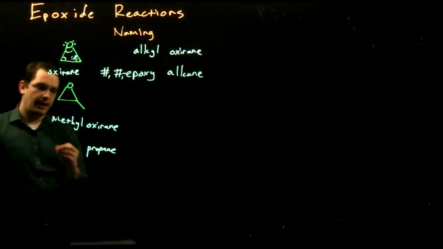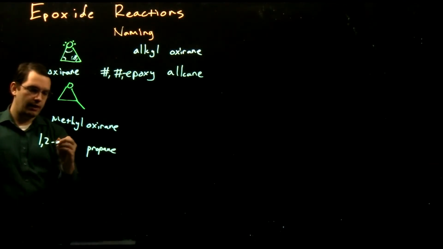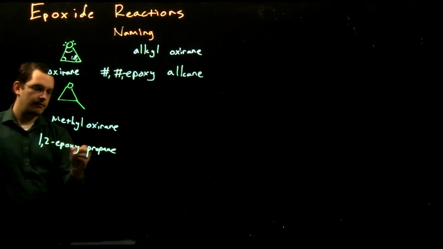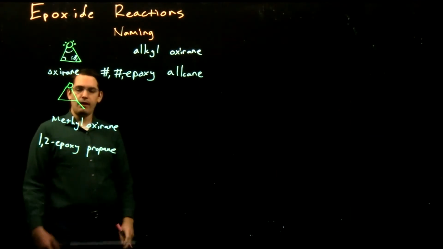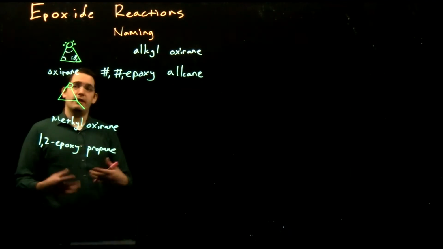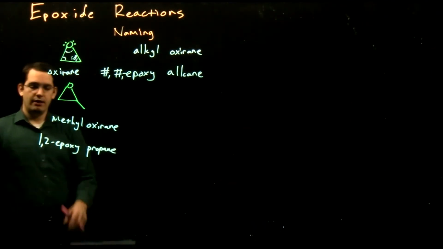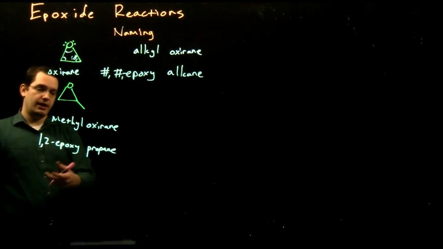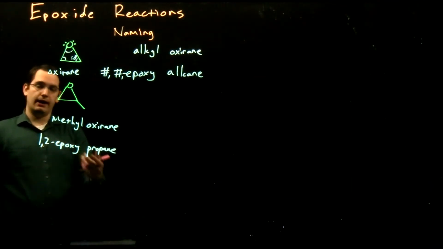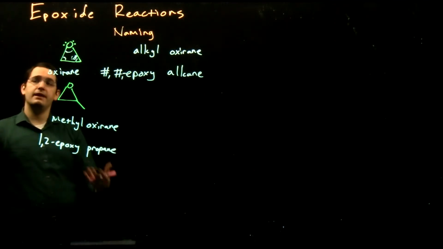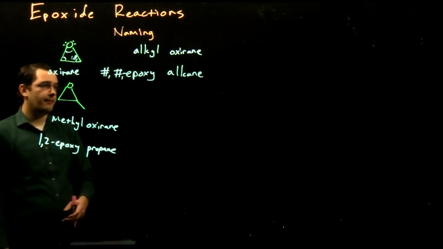So this would be propane. And in this case we have our 1,2-epoxy propane. So it's relatively simple, very similar to the substituted naming of all of our other functional groups. Just finding those two carbons on your parent chain that are bonded and indicating that as an epoxy group. So that's perhaps the easiest method of naming our epoxides.